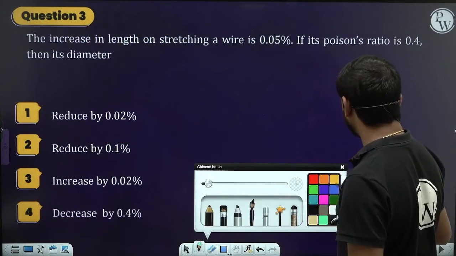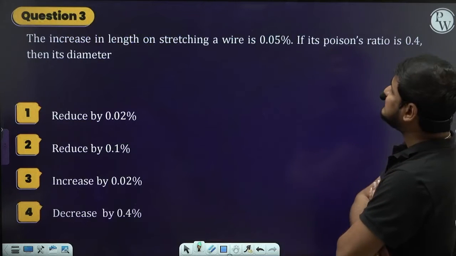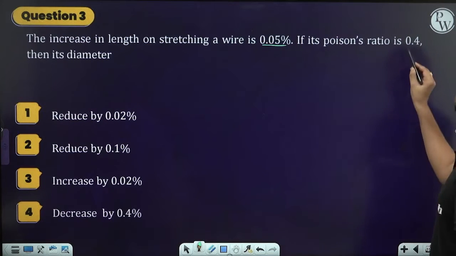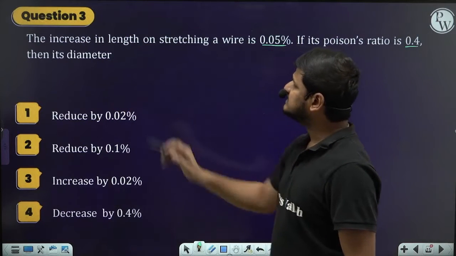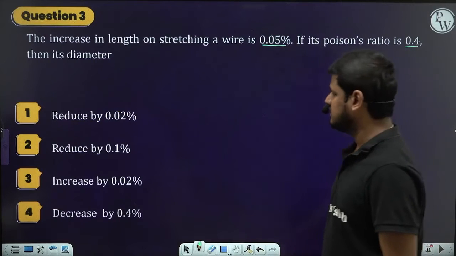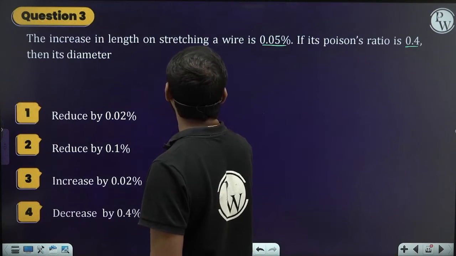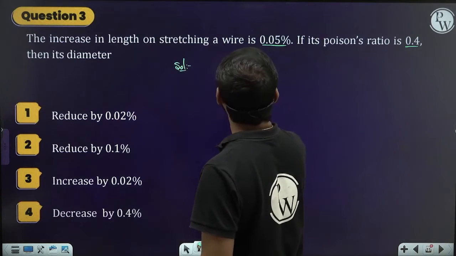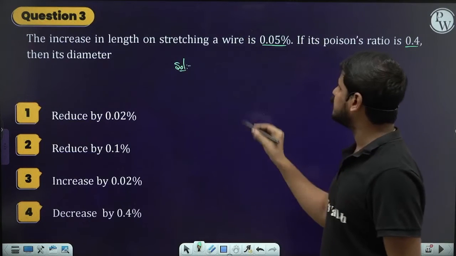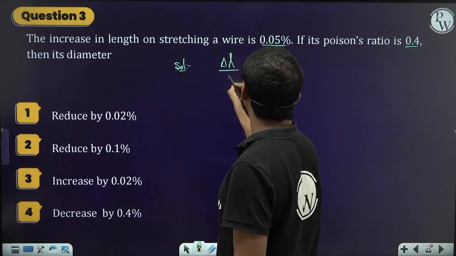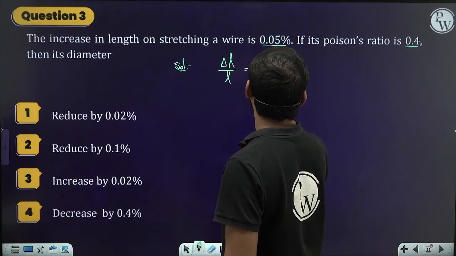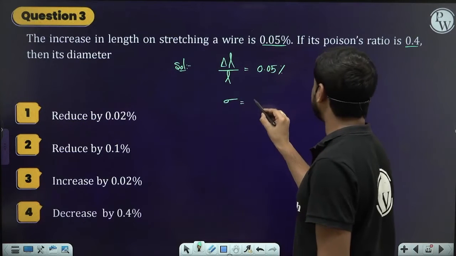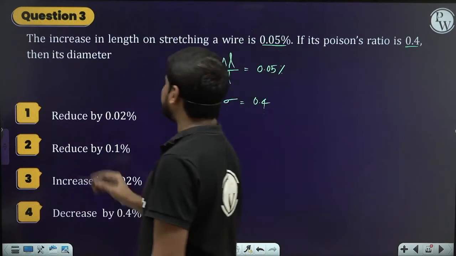The third question, try to do this question on your own. The increase in the length of a stretching wire is 0.05%. If its Poisson's ratio is 0.4, then what happens to its diameter? First, what's the given information in the question? The increase in the length of the wire is 0.05%, so delta L by L is given as 0.05%, and the Poisson's ratio sigma is given, which is 0.4. Then what happens to its diameter?